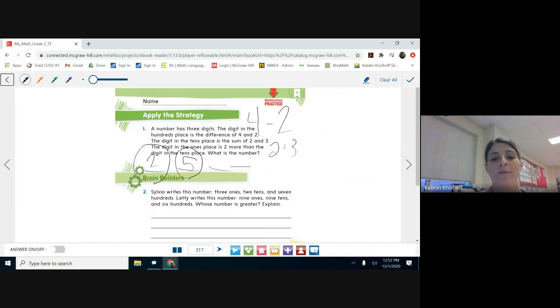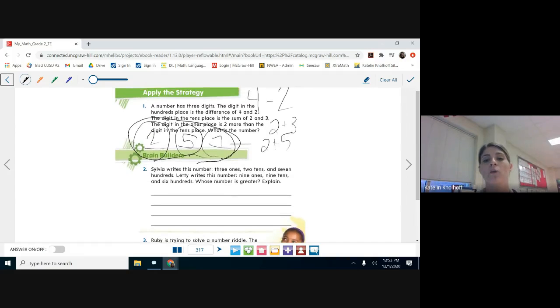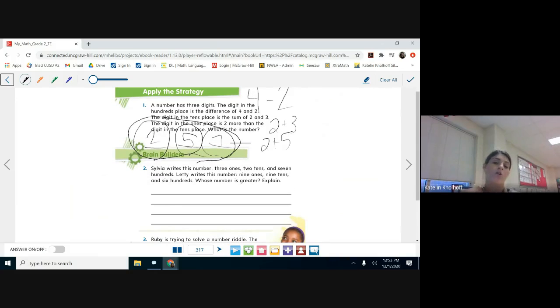The digit in the ones place, which is this number right here, is 2 more than the digit in the tens place. So we're going to do 2 plus 5, because that's the digit in the tens place. And 2 plus 5 is 7. So that would be the number in the ones place. So what is the number? My number is 257. Like I said above, these are riddles, okay? So you're basically going to take it step by step or clue by clue to figure out the answer.